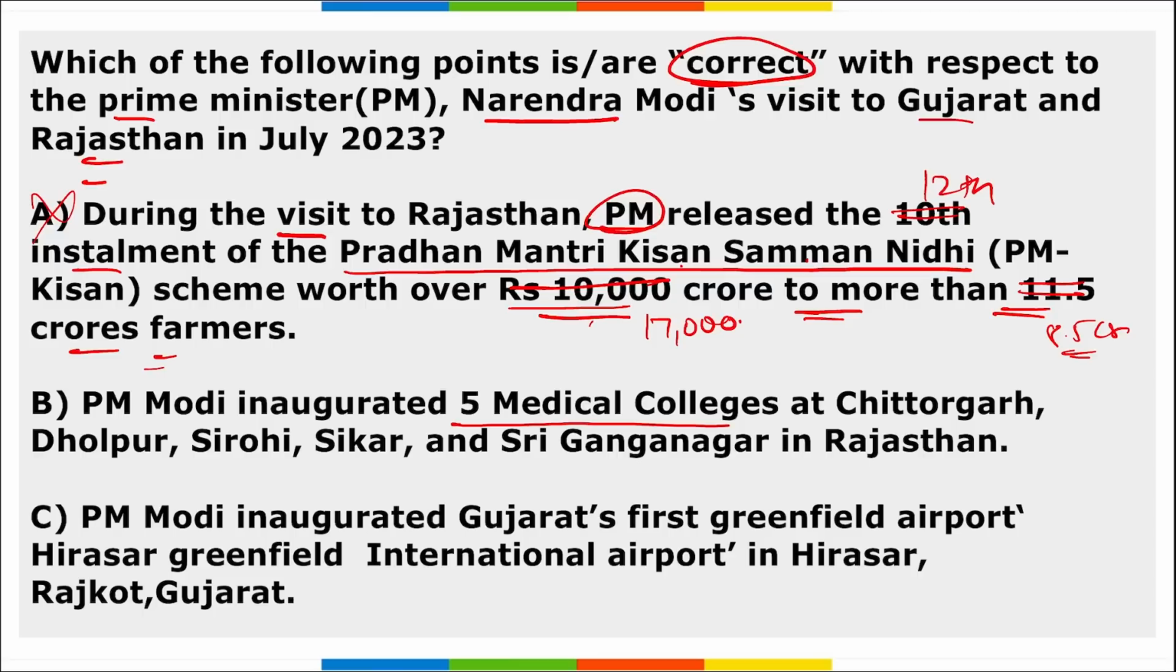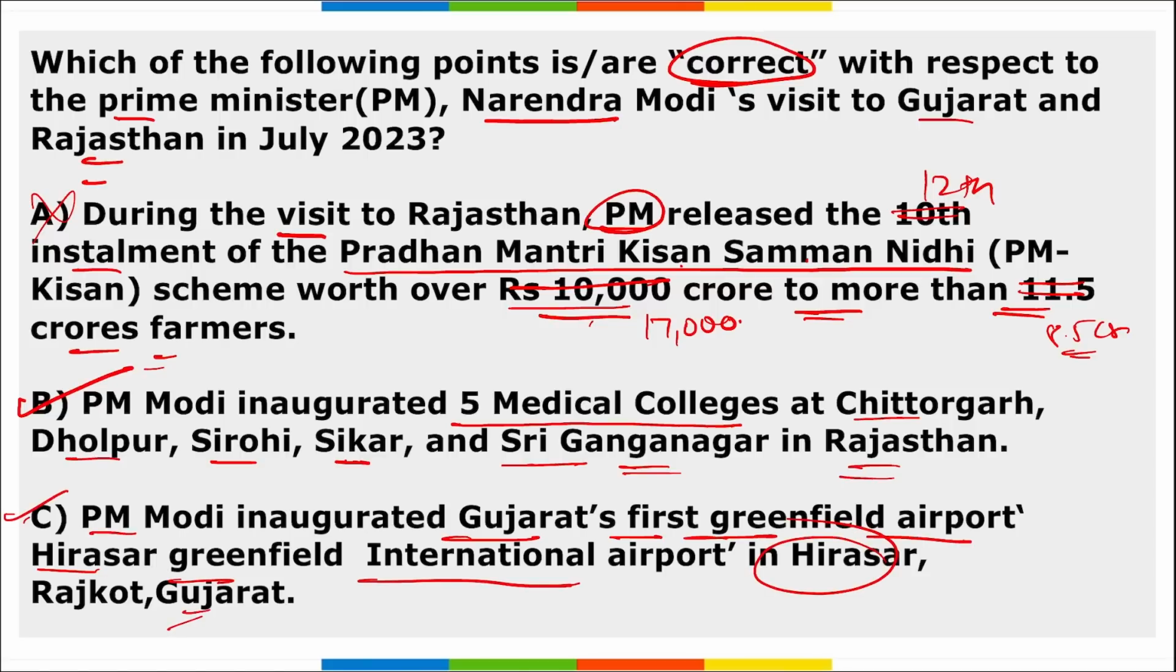Option B, 5 medical colleges have been opened in Rajasthan. They were inaugurated in Chittorgarh, Dholpur, Sirohi, Sikar and Sri Ganganagar. Right, so option B is correct. C, PM Modi inaugurated Gujarat's first greenfield airport, that is Hirasar Greenfield International Airport in Rajkot, Gujarat. So option C is also rightly mentioned.